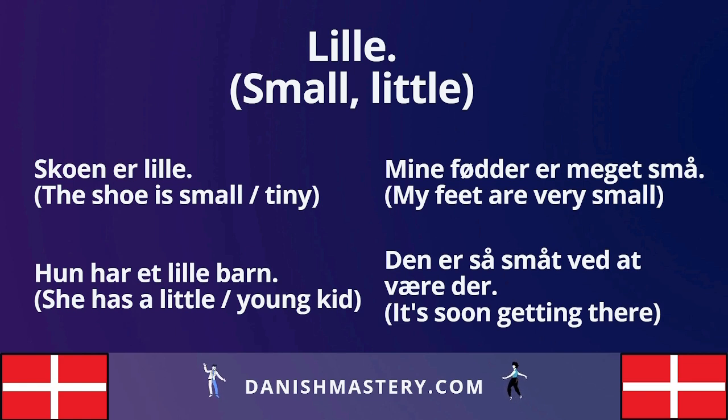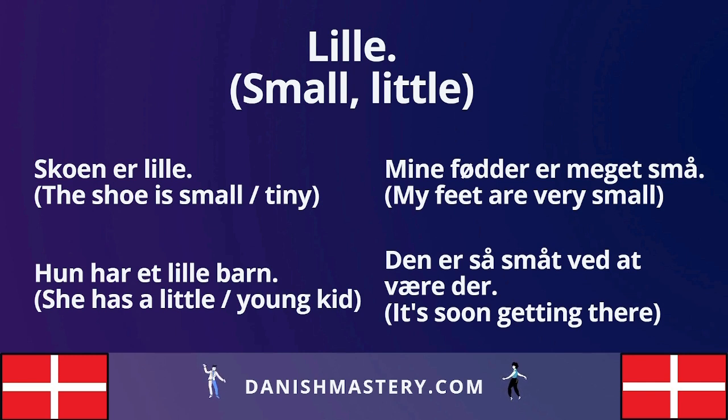So en lille, like en sko, so en lille sko, but it would be et lille barn. So en og et doesn't influence this adjective. Hun har et lille barn. She has a little or young kid.